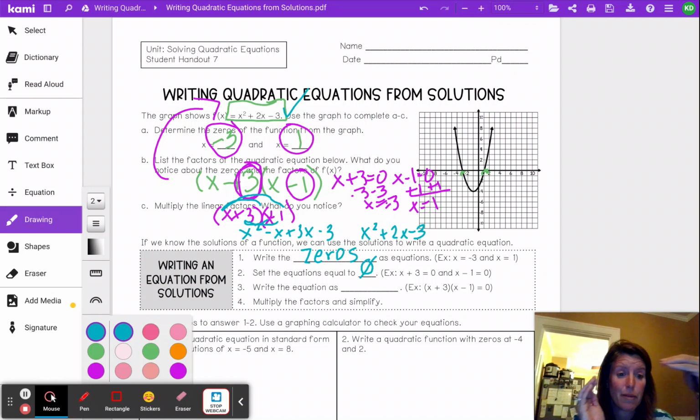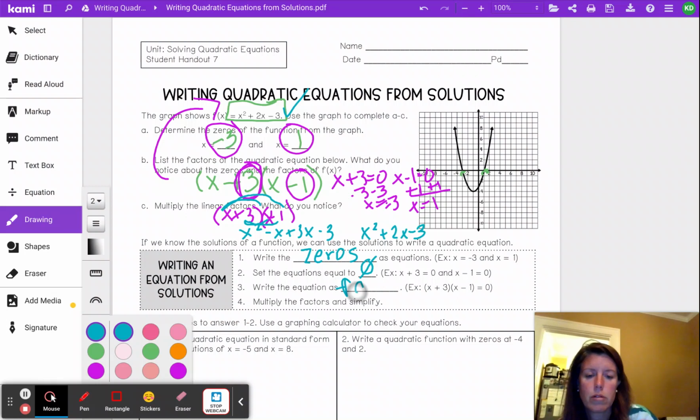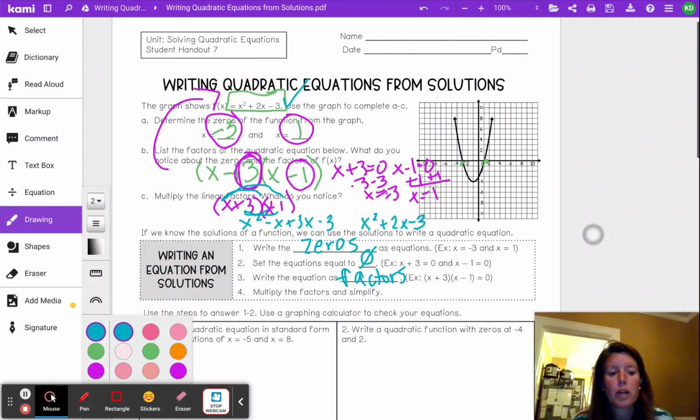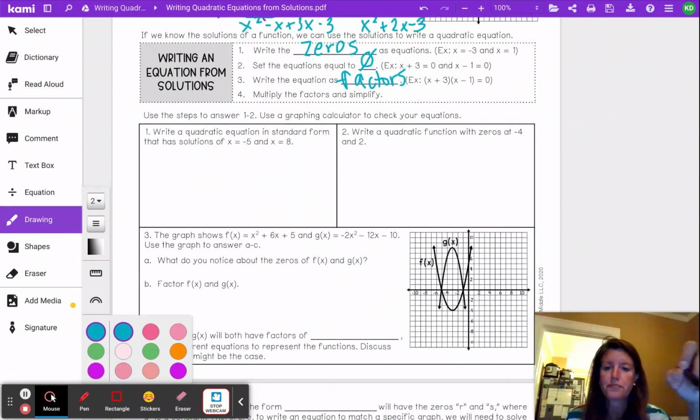Act like we're factoring it. We've got them in our factors. And now write those equations as factors. So some of you might be able to just skip that step number 2 and just go ahead and write them as factors. Multiply those factors and simplify. And now you have written an equation from just looking at the graph. Easy peasy, right? Okay. So we're going to go ahead and do some examples.